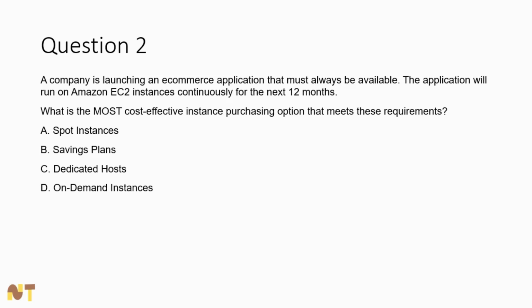Now, this question is regarding cost-effective instance purchasing for a company launching an e-commerce application which is expected to run continuously for over the next 12 months. As the requirement is for 12 months, which comes under a long-term commitment, AWS offers Savings Plans, which can save up to 72% over the on-demand instance cost. So the correct option is B, savings plan.